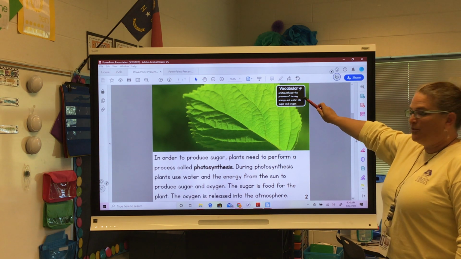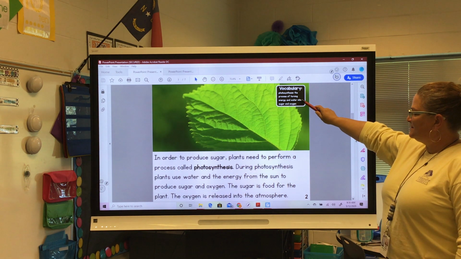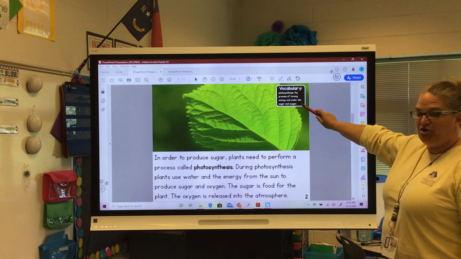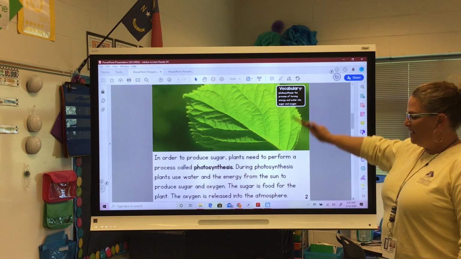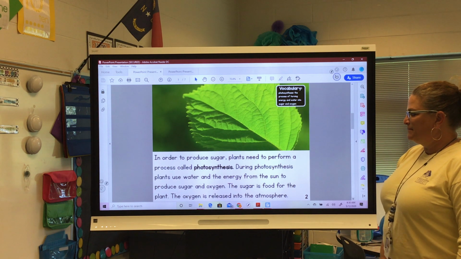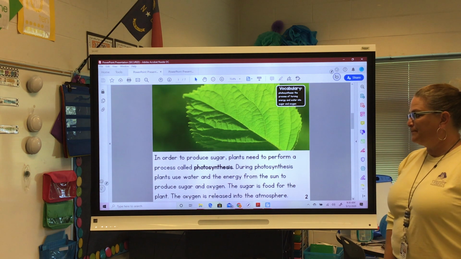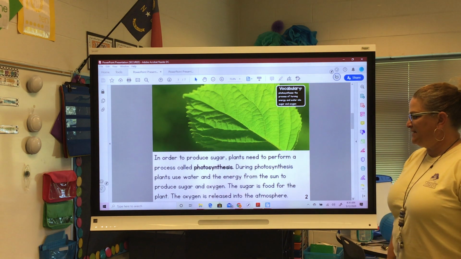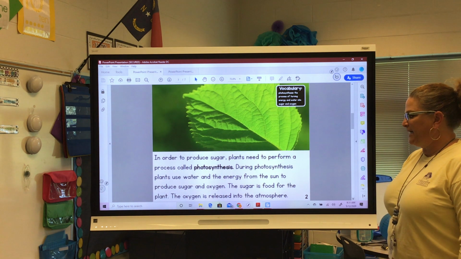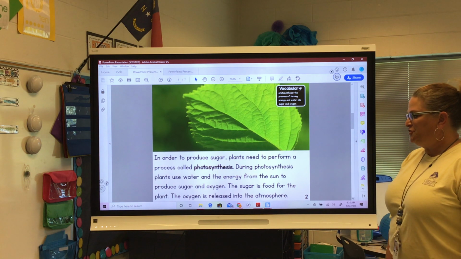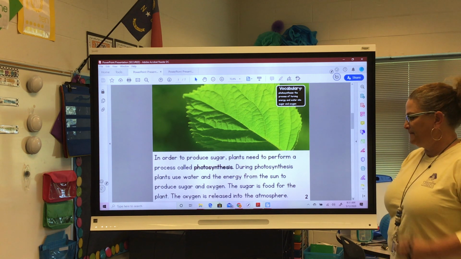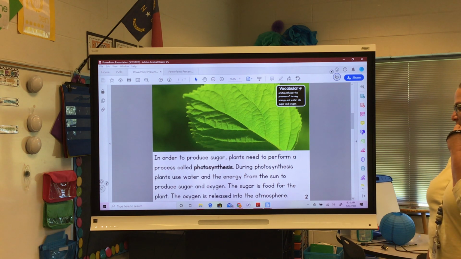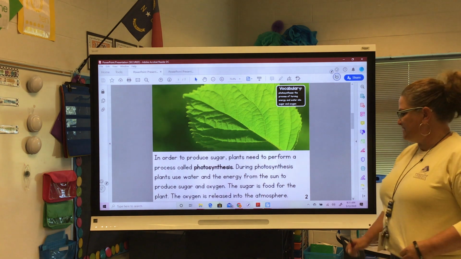Here's your first vocabulary word for this part: photosynthesis. The process of turning energy and water into sugar and oxygen. In order to produce sugar, plants need to perform a process called photosynthesis. During photosynthesis, plants use water and the energy from the sun to produce sugar and oxygen. The sugar is food for the plant. The oxygen is released into the atmosphere.